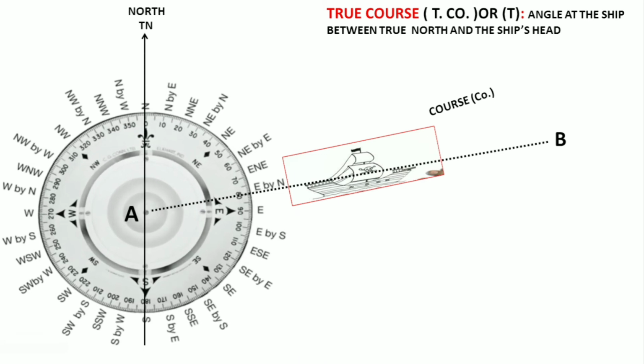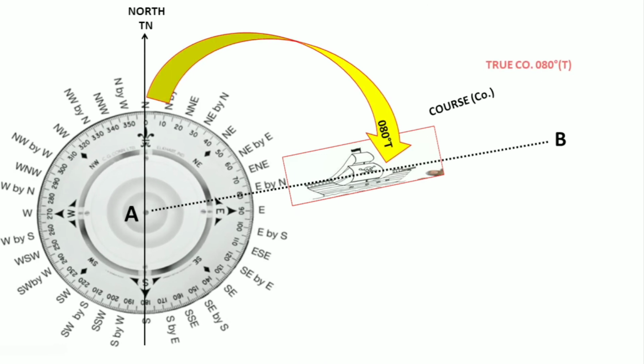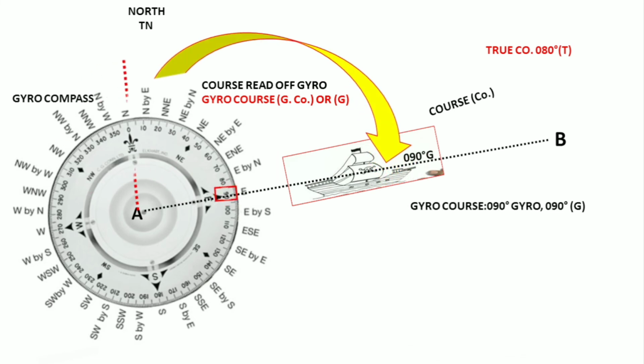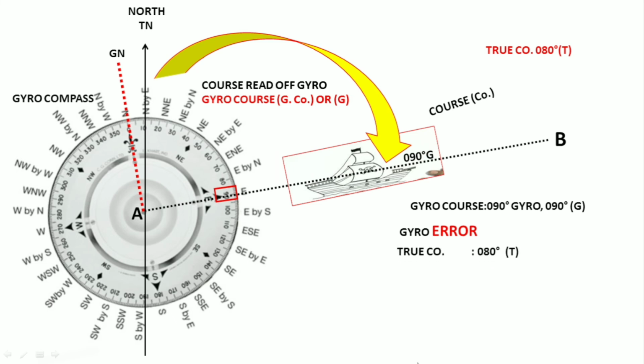True north, true course 080. If I was reading it off gyro compass, the gyro north pointing somewhere else, I'm getting the course as 090. Gyro course 090, for which I write down G, and for true, I write down T. So there's a difference of 10 degrees between gyro north and true north. Gyro error: true is 80, gyro is 90, it's 10 degrees. The gyro is reading 10 degrees more than the true.